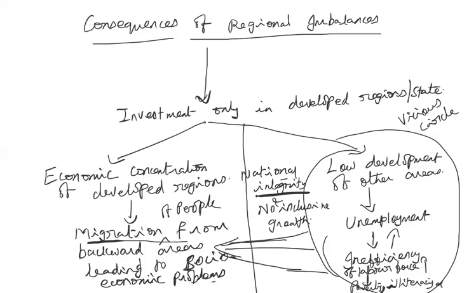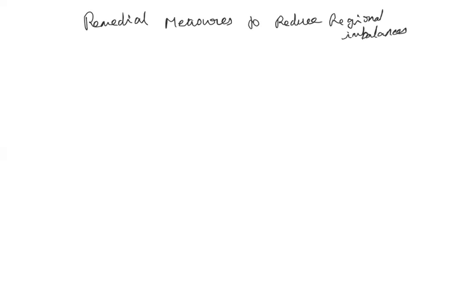Now, what are the remedial measures that can be taken, or that are taken by the government, to reduce regional imbalances? So first, we have seen the main problem is arising because of investment, isn't it? Investment is not happening in the backward areas. Investment is happening only in the forward, developed areas. So first and foremost, investment should be done in the backward areas.